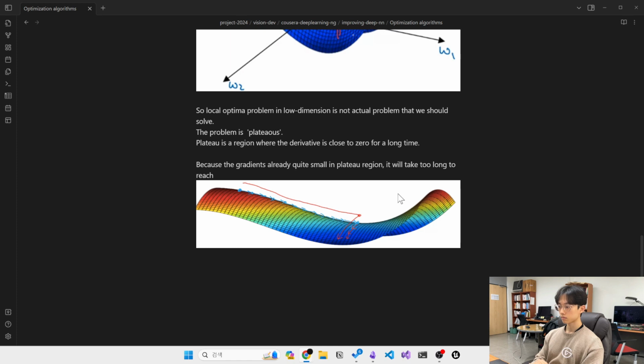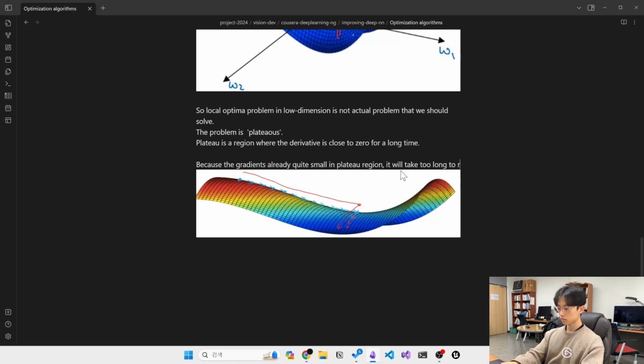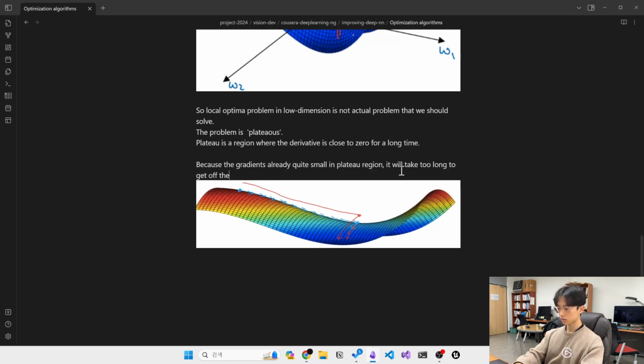So the takeaways from this video are, first, you're actually pretty unlikely to get stuck in bad local optima so long as you're training a reasonably large neural network. So you have a lot of parameters and the cost function J is defined over a relatively high dimensional space. But second, plateaus are a problem and they can actually make learning pretty slow.